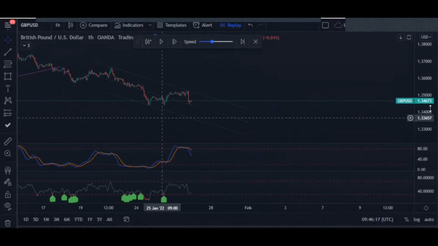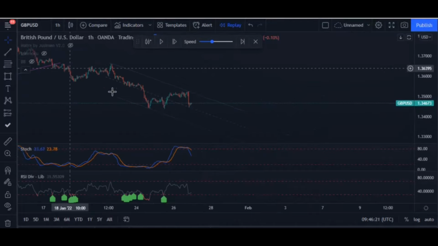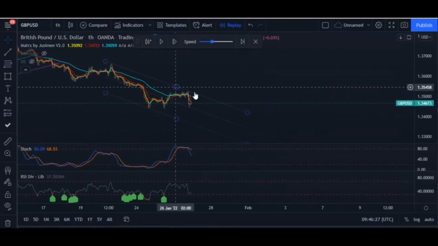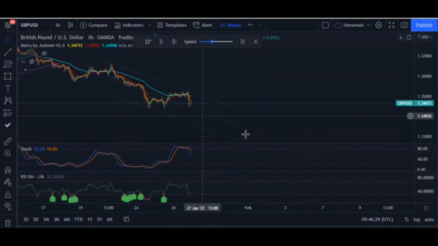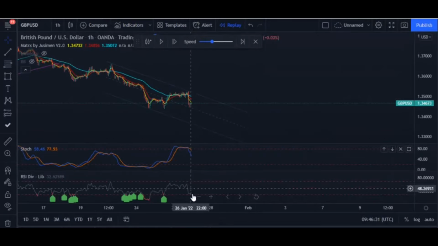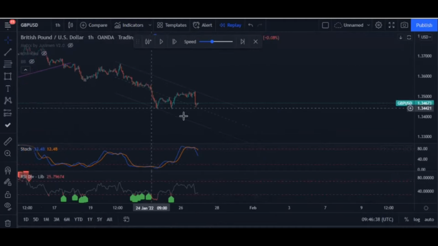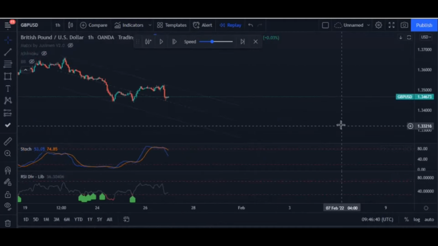I basically use, and this is more of counter trades, the 50 EMA, the 5 and 13 EMA, as well as the stochastics and RSI. What I usually do is draw a channel and observe how price moves.